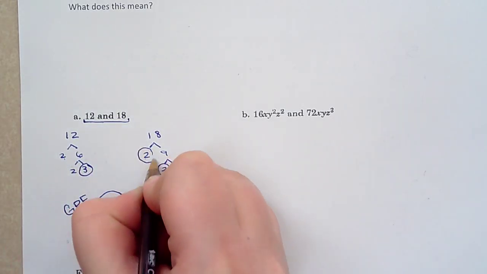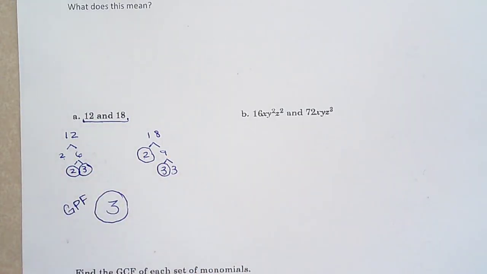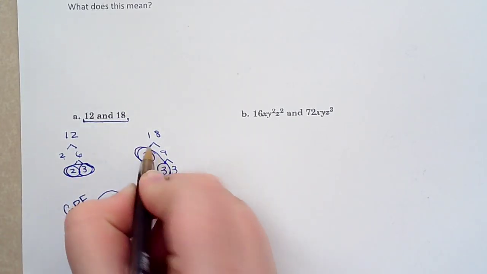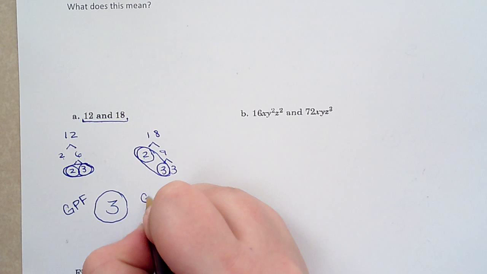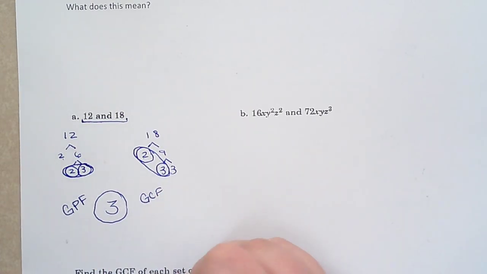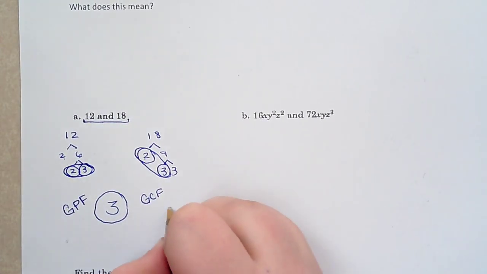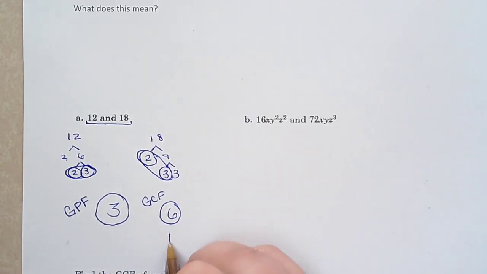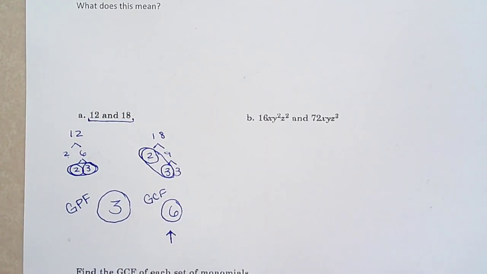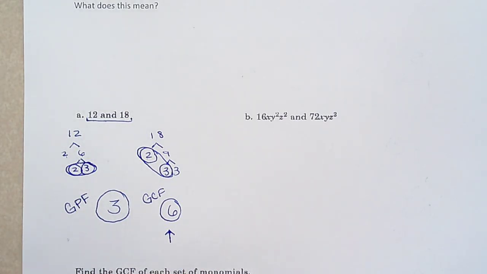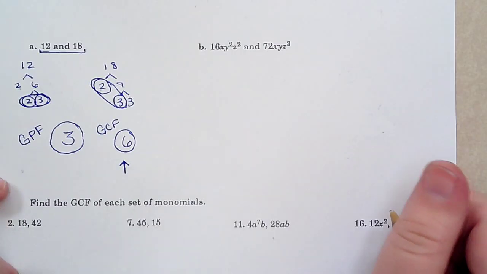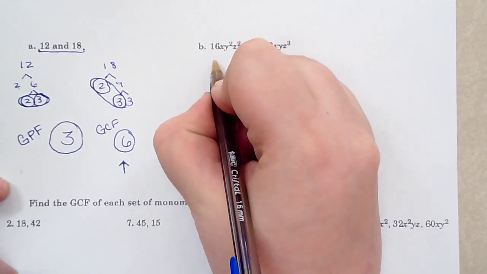Notice each of these also has a 2 in it. So because I can take this as a pair, the greatest common factor or composite factor that they have overall is going to be 2 times 3, or 6. We are always going to want the GCF, not the GPF, not the greatest prime factor. So let's see about these next two. This is a monomial. Let's find the greatest common factor they have.